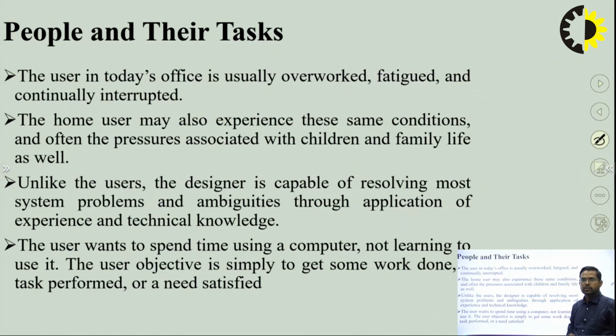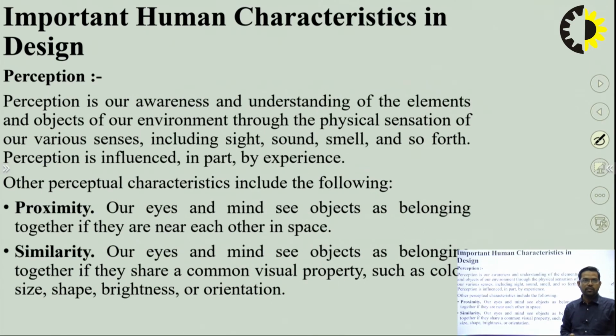Next, the last one is people and their tasks. Different people have different tasks to perform. In our office, people are usually overworked, fatigued, and continually interrupted. The home user may also experience the same, and often the process is associated with children and families as well. Users and designers are capable of resolving most system problems and ambiguities through application of experience and technical knowledge. The user wants to spend time using a computer, not learning to use it, just finishing our work. These are some human characteristics relevant to interface design.